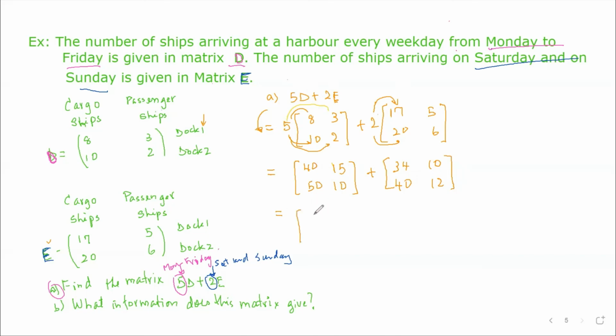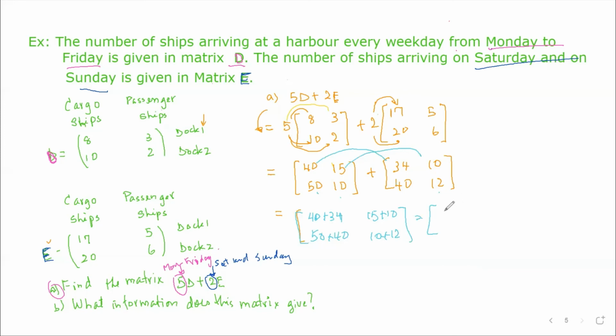After this, you just sum it up. You can sum the same location. Sum it up. This sums with this, this sums with this, okay? So we write down 40 plus 34. Same location, don't forget. 15 plus 10. And 50 plus 40. Also 10 plus 12. And close the matrix. Then you simplify.